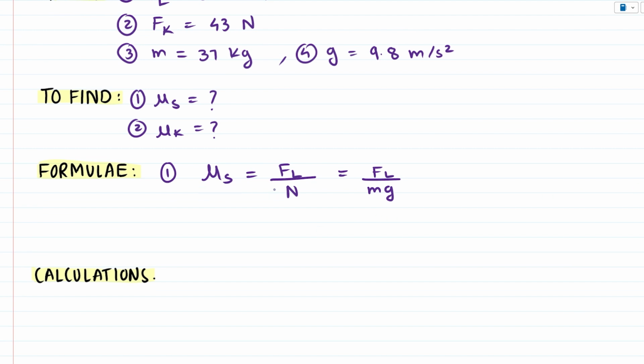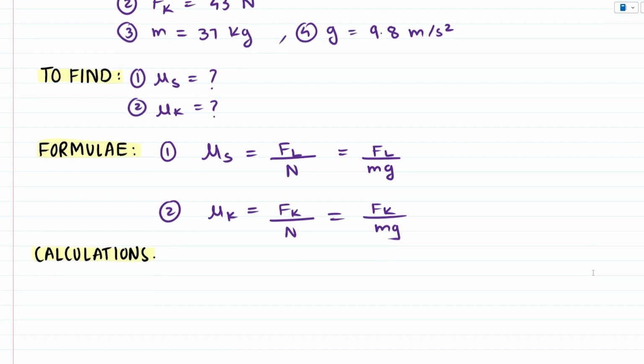So it's a pretty simple substitution to calculate the value of mu s. Now let's try to understand the formula to calculate the value for coefficient of kinetic friction mu k. And this is kinetic friction divided by the normal reaction, which in this case is just mg. So Fk divided by mg, and हमें Fk, m and g का value भी available है. So simple substitution to get the value of mu k as well.